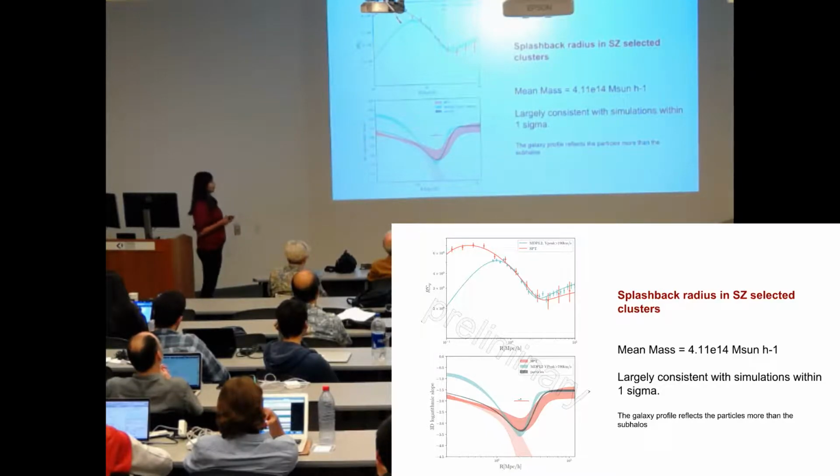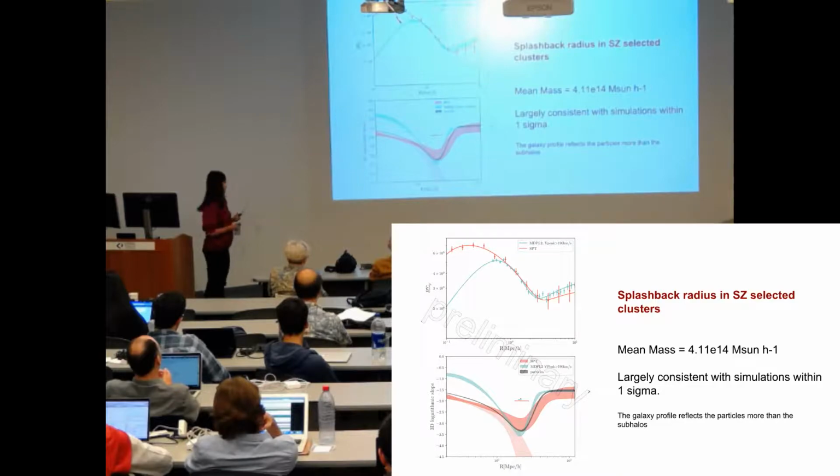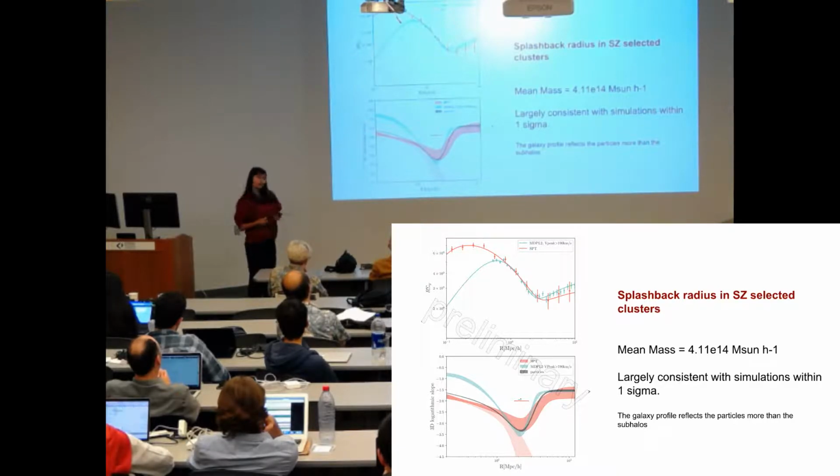So far, what we find when we take the SZ clusters, the main measurement is in the bottom panel. The red curve is the SZ measurement. The black curve is the measurement from simulations from a stack of clusters with the same mean mass. And the blue curve is the same measurement for subhalos of a given abundance matched to these galaxies. And what we find is that largely in the SPT sample, the splashback radius is more or less consistent with what we expect from simulations. The location of this feature is more or less consistent.